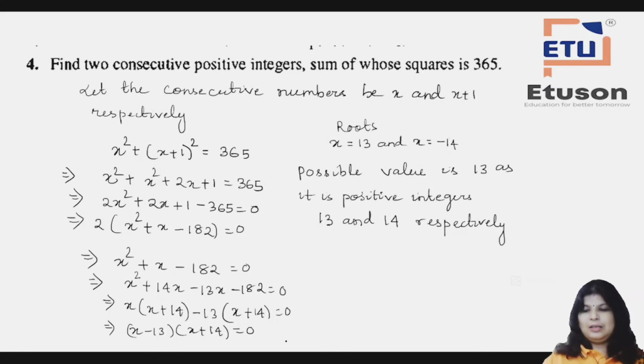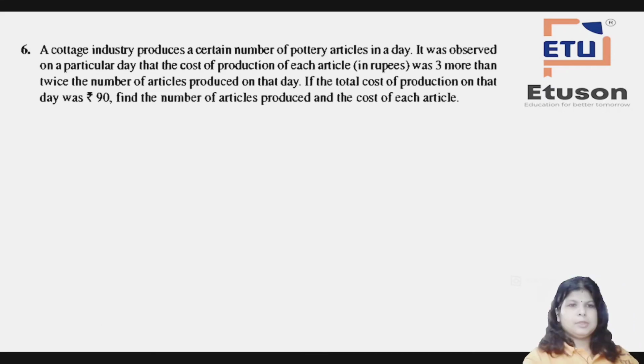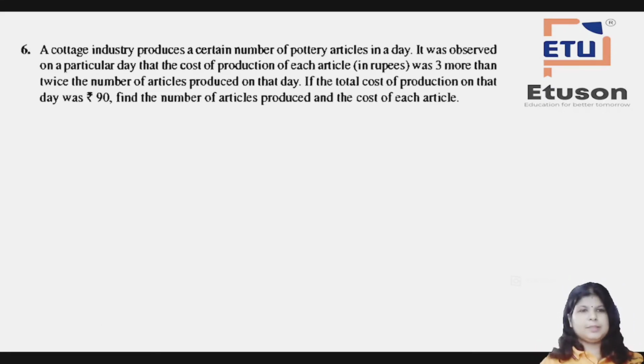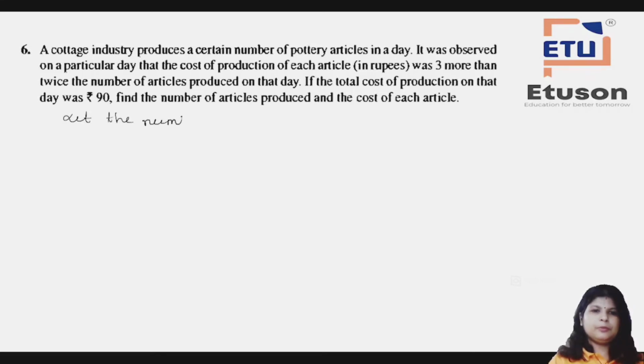Okay children, now let us go to the next question, that is question number 6. A cottage industry produces a certain number of pottery articles in a day. It was observed on a particular day that the cost of production of each article was 3 more than twice the number of articles produced on that day. If the total cost of production on that day was rupees 90, find the number of articles produced and cost of each article. So let the number of articles produced be x.